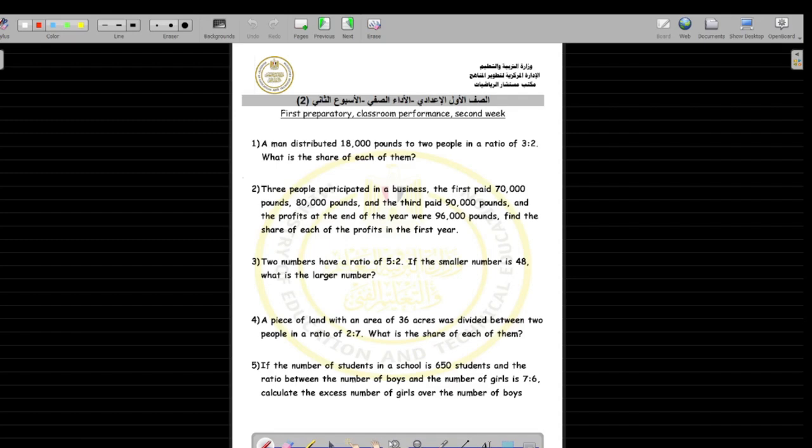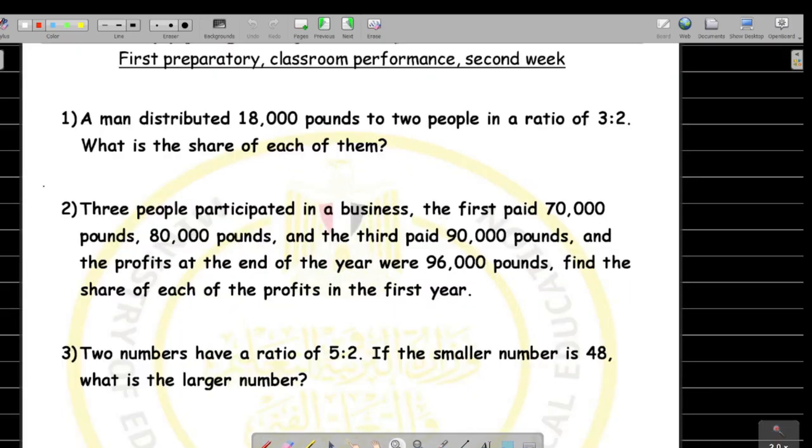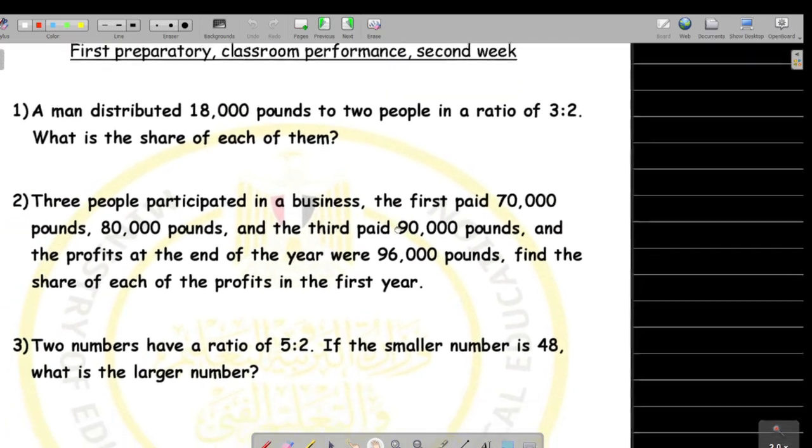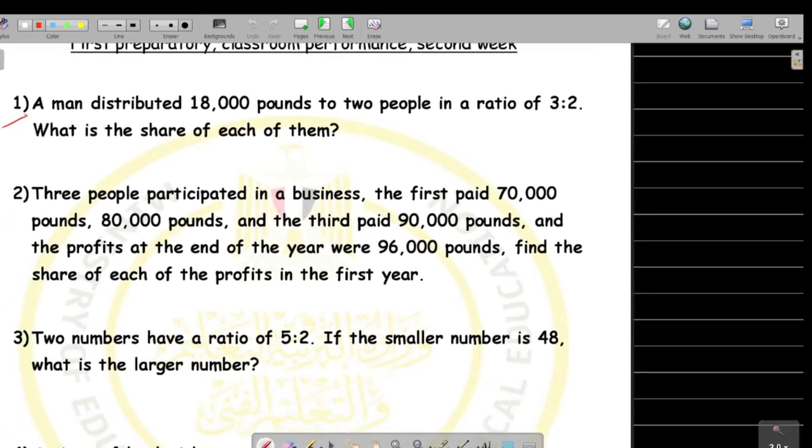Let's see this type of questions. Don't be upset of this question because it's easy also. Look at question 1. A man distributed, means share them equally. A man distributed 18,000 pounds to 2 people, not equally here, sorry. He did it in the ratio 3 to 2. What is the share of each of them? Each one will take how many?